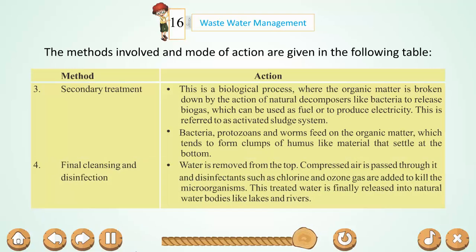Final cleansing and disinfection: water is removed from the top, compressed air is passed through it, and disinfectants such as chlorine and oxygen gas are added to kill the microorganisms. This treated water is finally released into the natural water bodies like lakes.